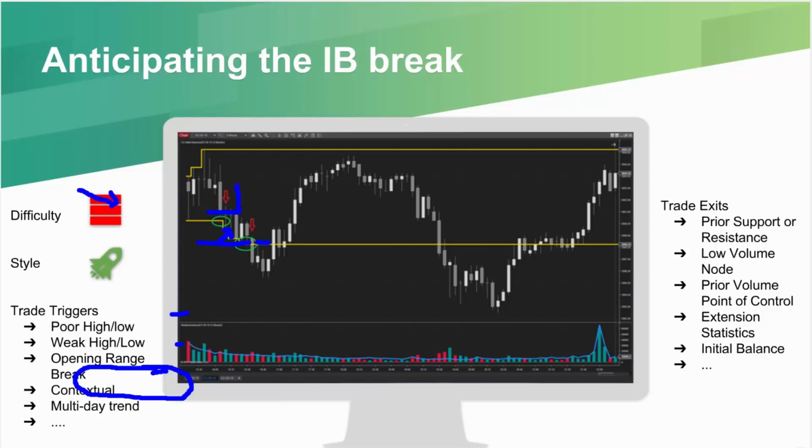So we entered the trade, we maybe added even. So where do we exit? I like to use basic prior support or resistance levels. You can look at low volume nodes, which is a volume profile term. Could be a prior volume point of control. Extension statistics, which is something we'll be covering later on as well. And the initial balance itself can also be an exit point.